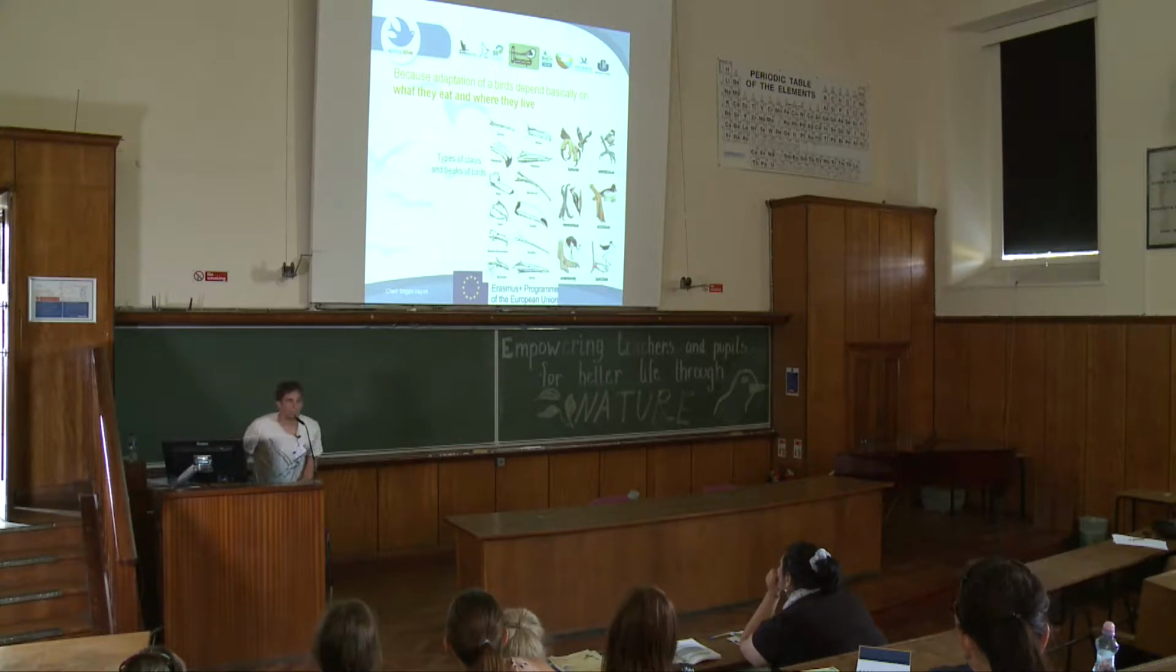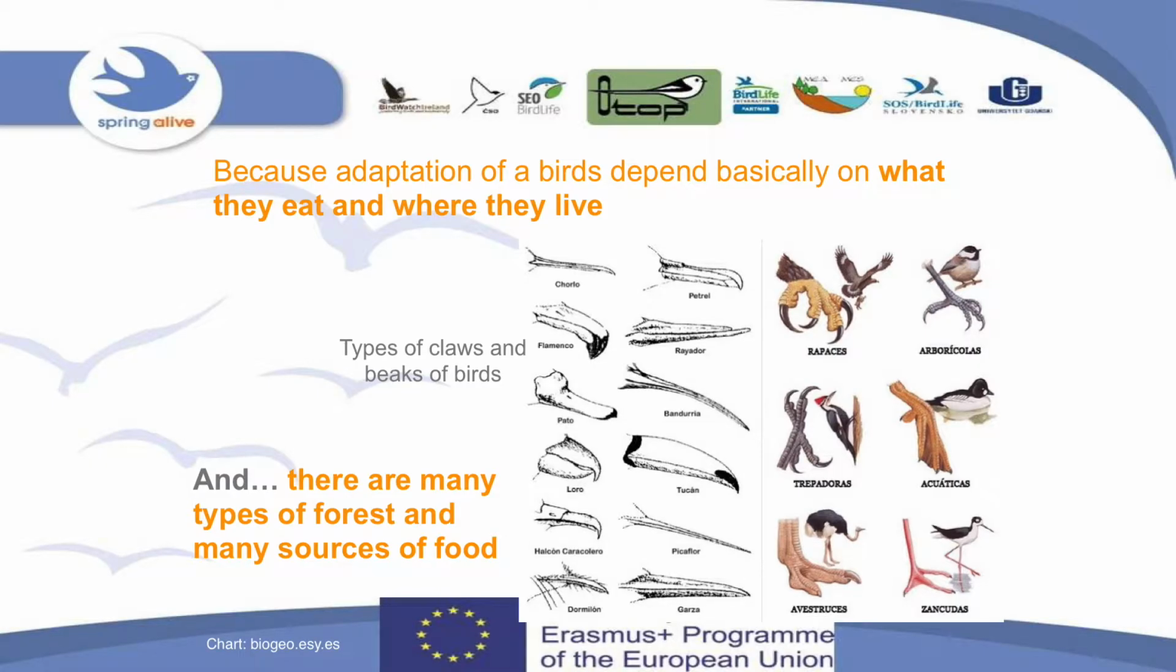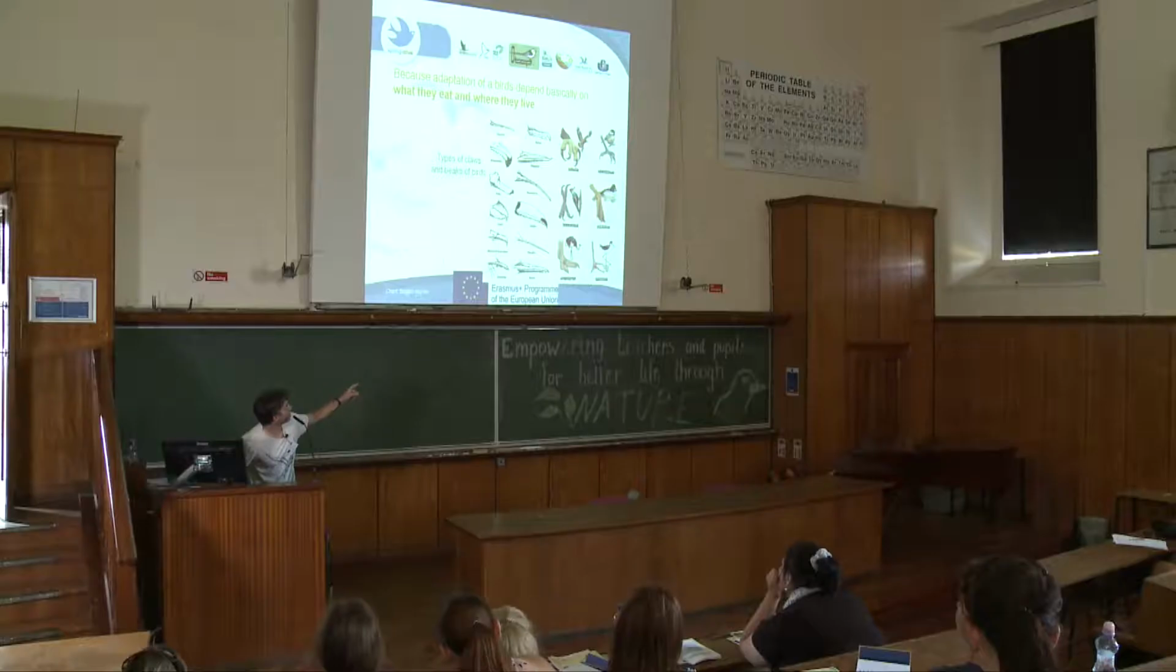Okay, because the shape, the similarity between birds depends mostly on the adaptations they have. For example, you can see here some beaks and also some claws. They are totally different from each other, and that depends on what they eat or how they live. You can have here some examples.